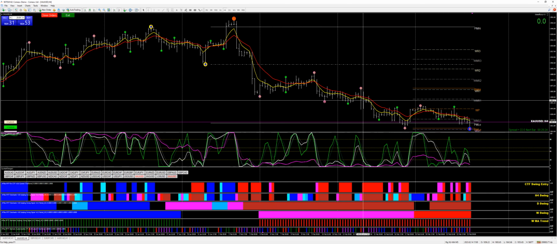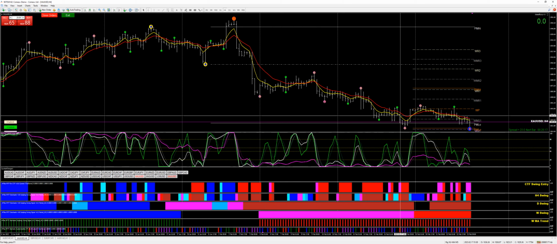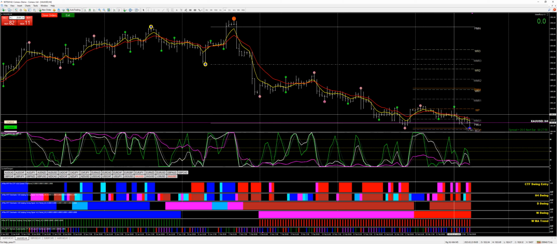Here's the second trade, another 200 pips. And here's the third trade, another 150 pips. If you want to do counter trend, you can, but I wouldn't advise it. Yeah, and then this week, here's the short, right here. It's another 180 pips.